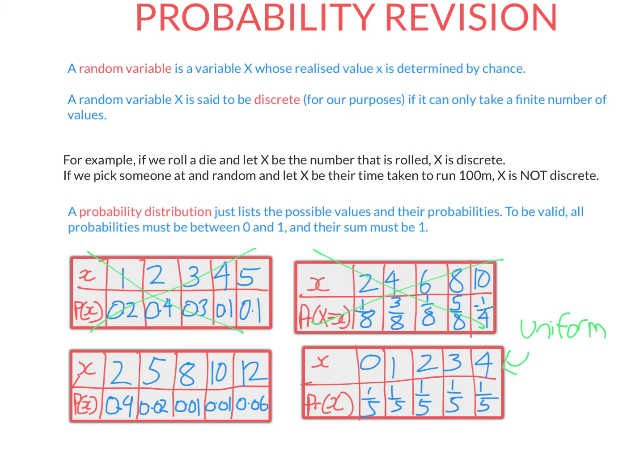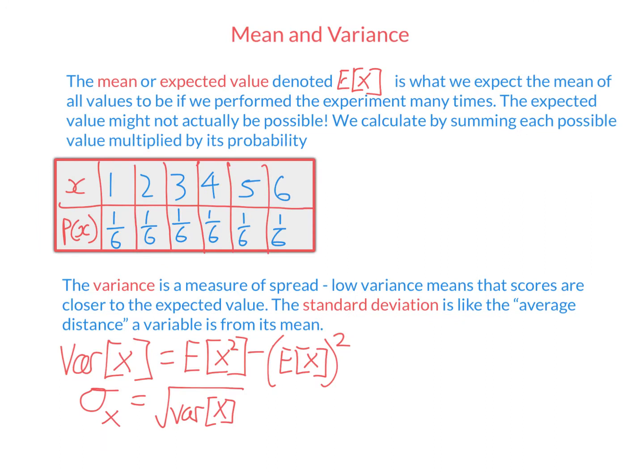So let's now look at the mean and variance of a probability distribution. So the mean or expected value is written like this. This means expected value of X. Capital X means a random variable, and it basically means if we perform the experiment over and over again, what would be the mean of all of the values we realize? That probably sounds a bit confusing. So let's look at an example.